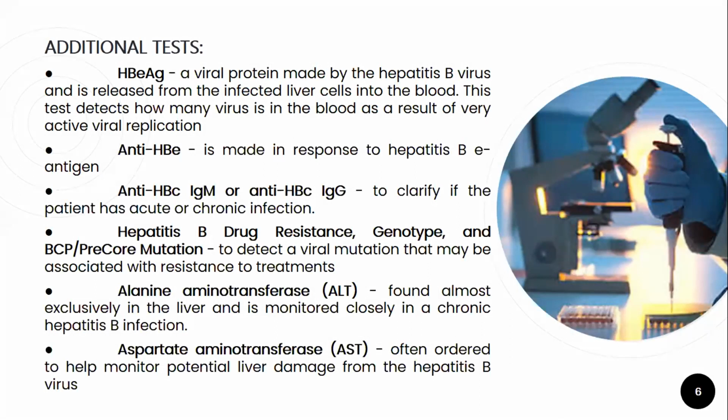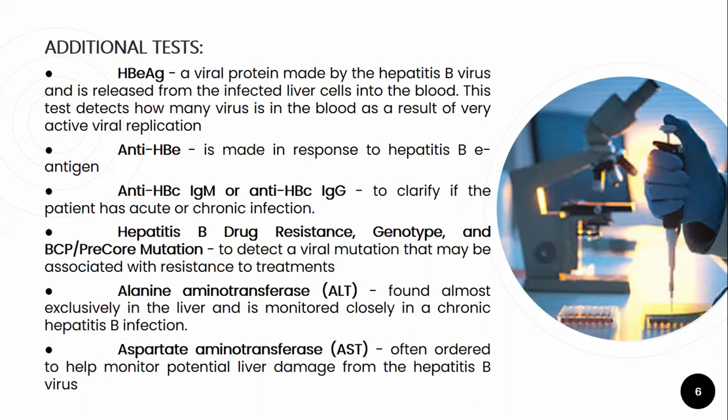So these are the additional tests or markers ordered as tools to detect the disease process. First is HBeAg. This is a viral protein made by the hepatitis B virus and is released from the infected liver cells into the blood. This test detects how many viruses are in the blood as a result of very active viral replication. This appears shortly after HBsAg.